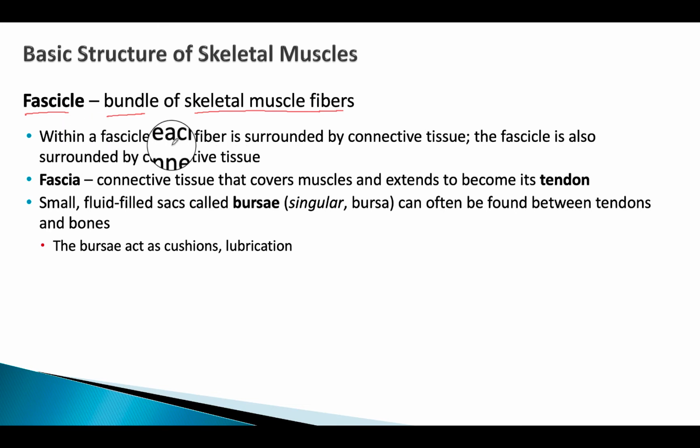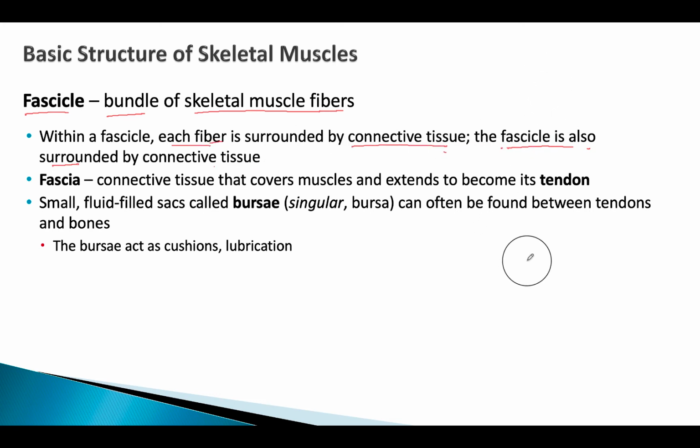Within a fascicle, each fiber is surrounded by connective tissue. The fascicle is also surrounded. Okay, sorry about that. So within a fascicle, each fiber is going to be surrounded by a connective tissue, and the fascicle is going to be surrounded by a connective tissue as well. So what do we mean by that?